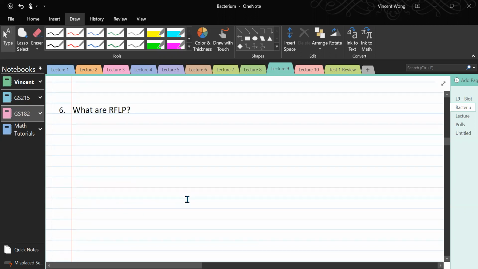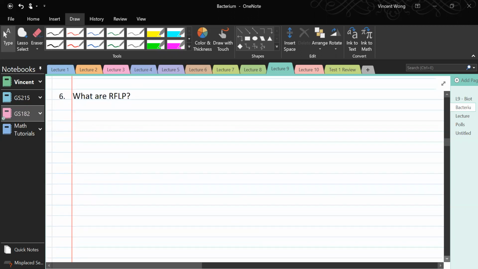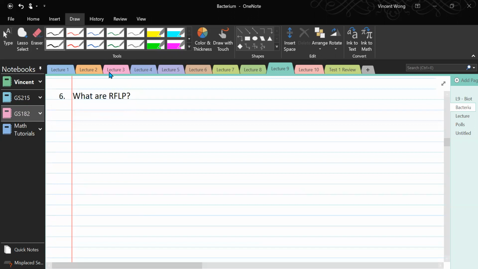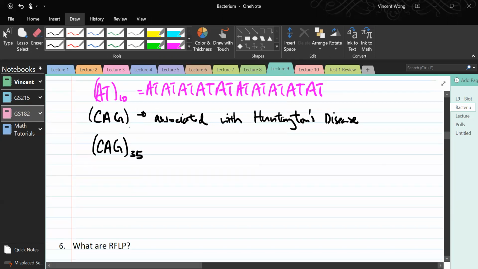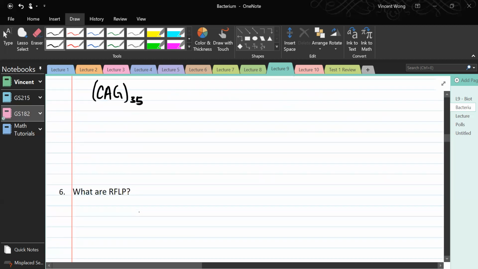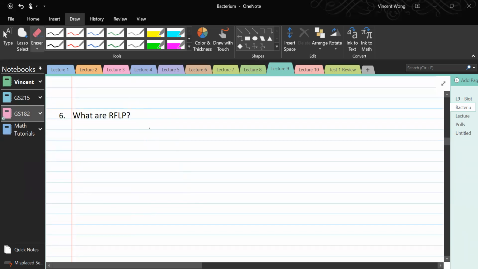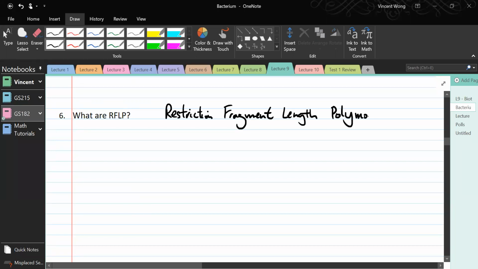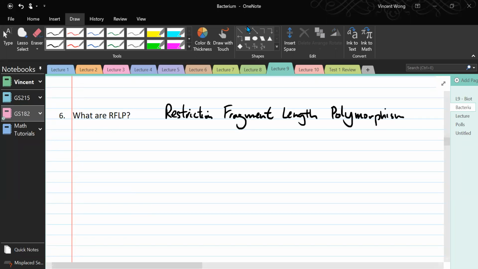Next, we have RFLP, right? All these acronyms. What is normal? Normal is anything under 35, right? For the CAG, anything under 35 is normal. What is RFLP? RFLP stands for restriction fragment length polymorphism. Now that's a mouthful.